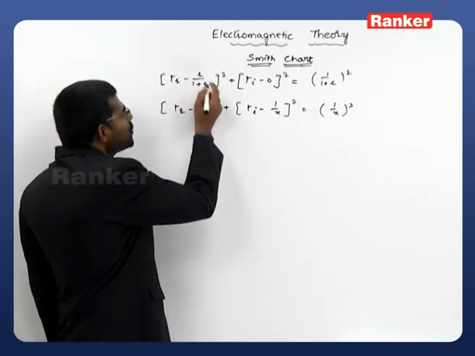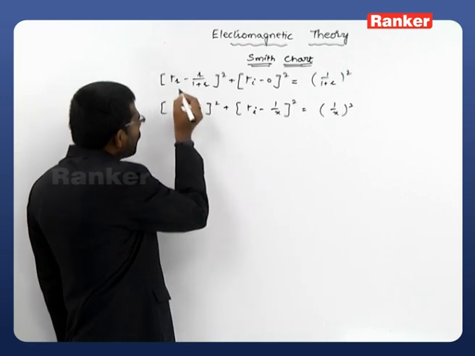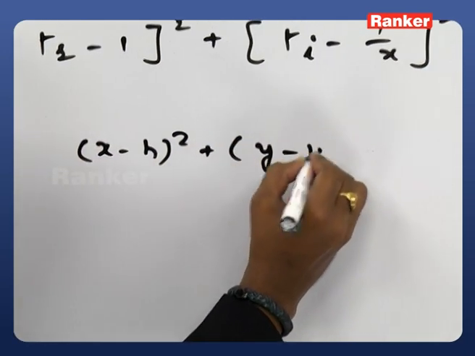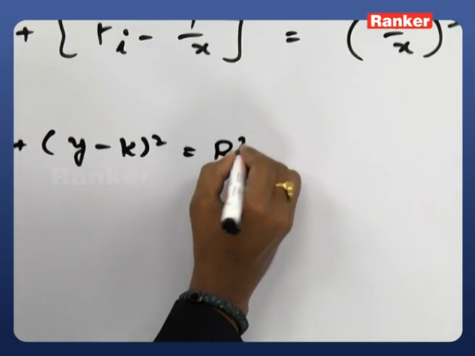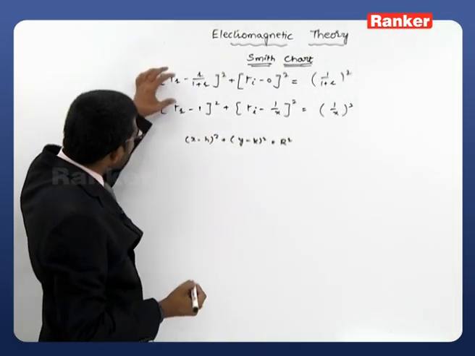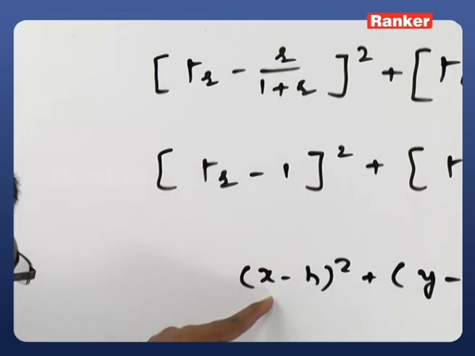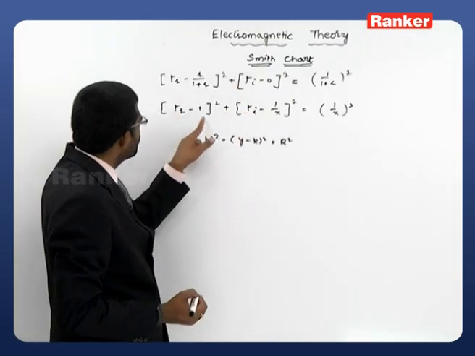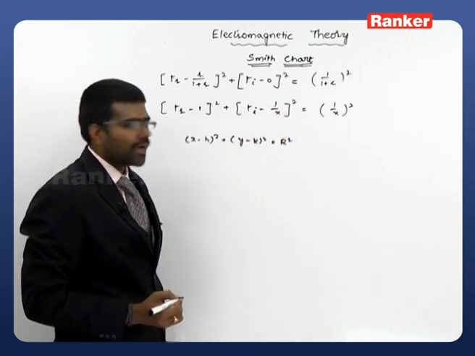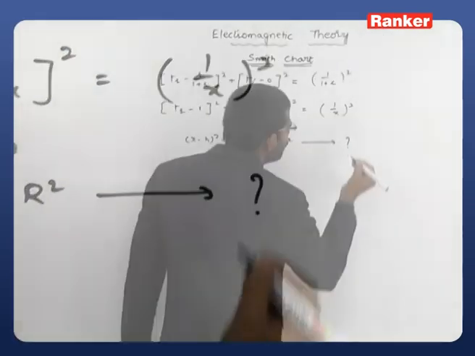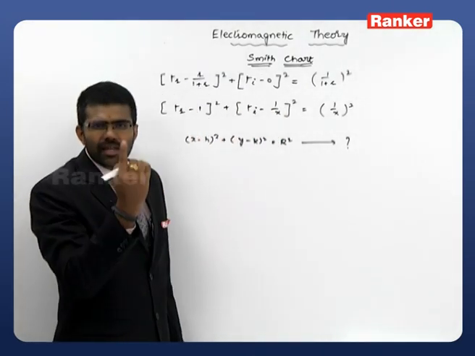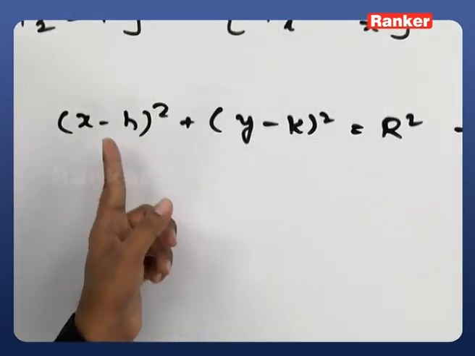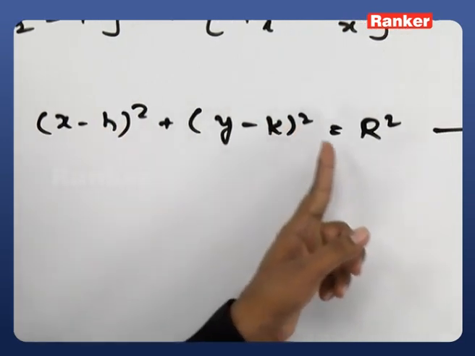Now just observe what these two are. This is an equation in the form of x minus h whole square plus y minus k whole square is equal to some r square. Just clearly observe these two equations. This equation resembles x minus h whole square plus y minus k whole square equals r square. Here also it is x minus h square plus y minus k square equals r square. Now what is this equation? This equation is simply a family of circles, or a single circle if you are taking constants for h, k and r, right? So this is an equation of a circle with center h comma k and radius r.